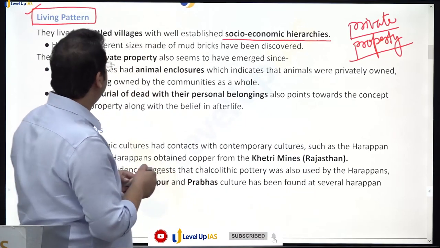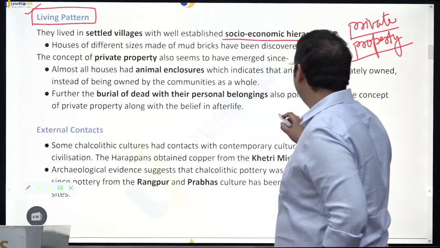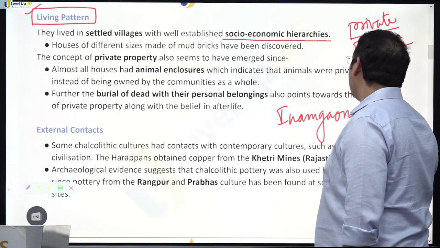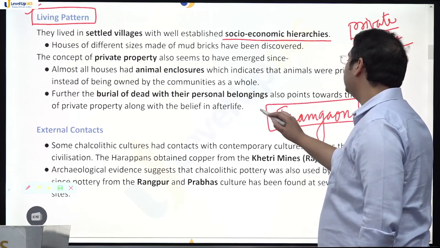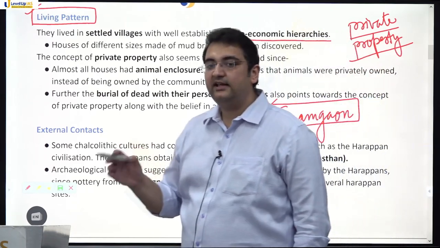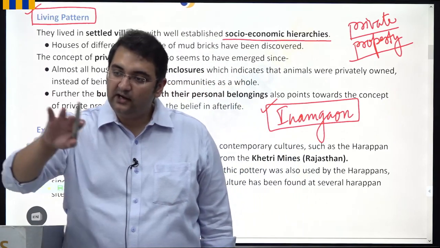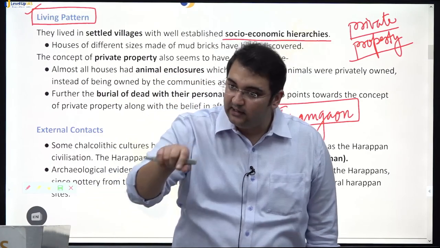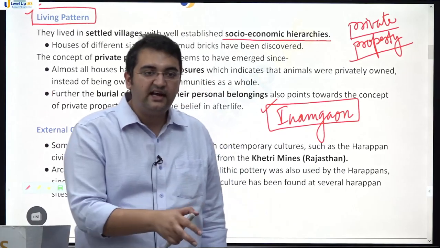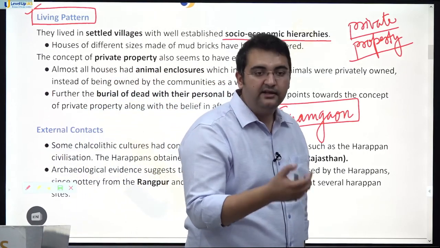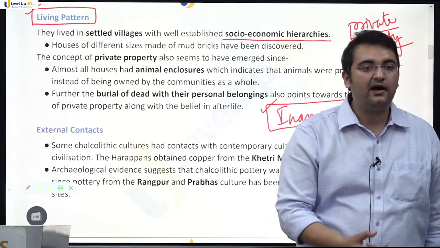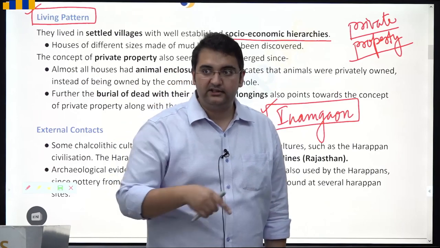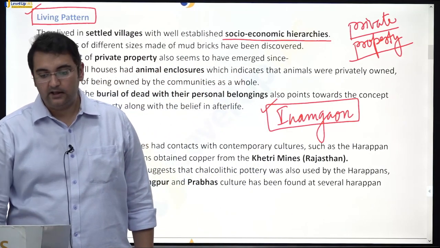And these kinds of changes are quite visible at a place called Inam Gaon. Theek hai? This is in Maharashtra. So yahan pe kya dekhne ke liye milta hai? That on the western side of the settlement, the houses are of smaller size. They do not have a surrounding enclosure wall. While on the eastern side, the houses tend to be larger. Some of the houses in the eastern enclave are also circular. Some of them also have a boundary surrounding them, an enclosure wall surrounding them. Theek hai?